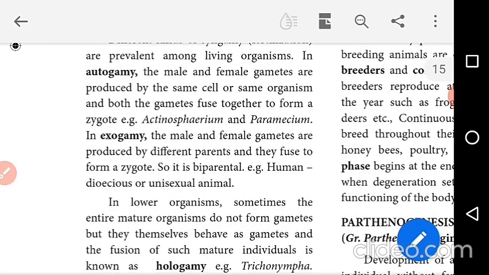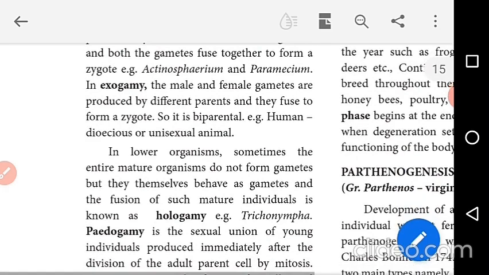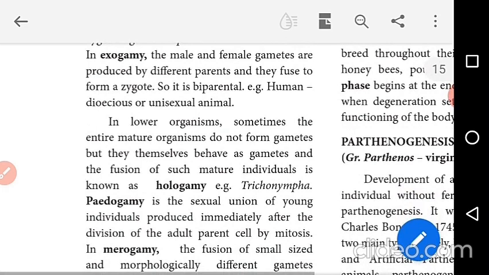The next one goes to the lower organisms. In lower organisms, sometimes the entire mature organism does not form gametes, but the organisms themselves act as gametes, and the fusion of the matured individuals is called hologamy.